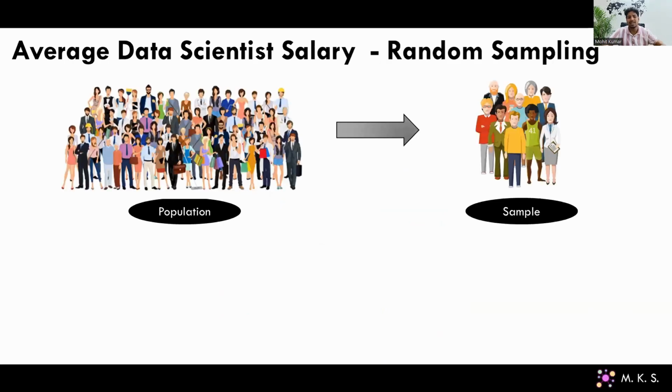From the name itself, it's pretty simple. Random sampling: randomly we will pick elements. We will take the same example of average data scientist salary and try to explain this for all the techniques. So let's just start with an example.